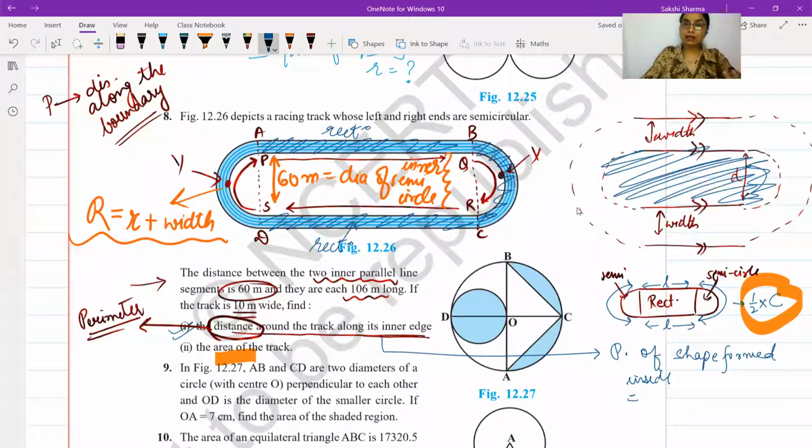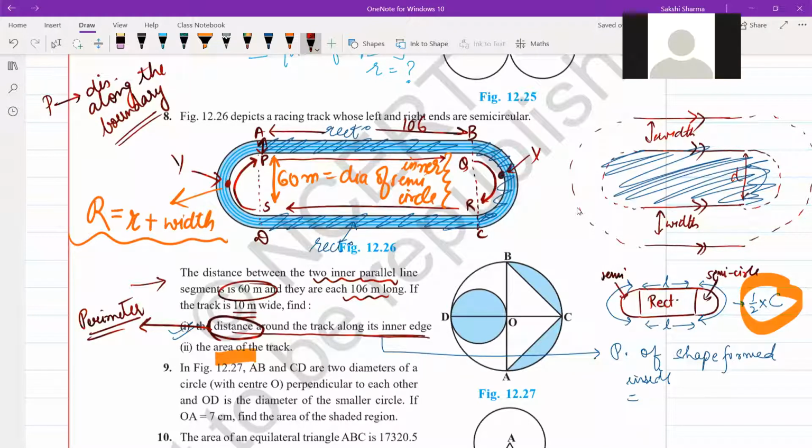Now if we have to find the area of the rectangles, the area of a rectangle will be length into breadth. See if you can recognize what will be the length and breadth for these rectangles. The length of this edge is 106. So the length of the rectangle is 106. What is the width of this rectangle? The width is 10 meters. Yes, the width of the track, which is 10 meters, will be the width of this rectangle.